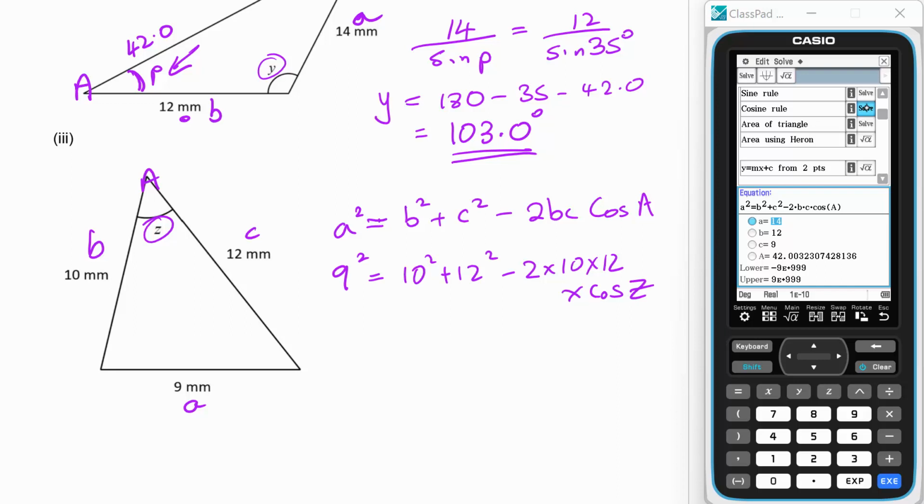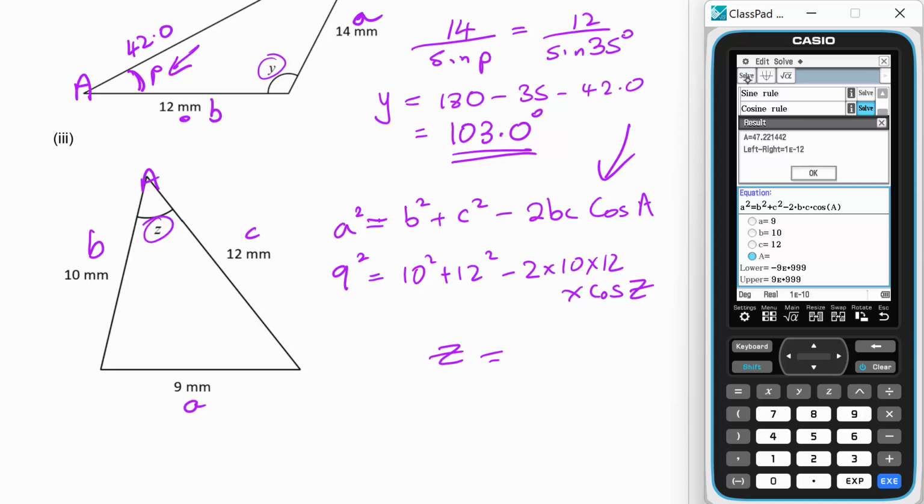But we're just going to solve for it anyway. It's just to make sure we get marks, we always write these things down, and it's handy that it's actually written for us in the top of the E activity. So we have got little a is 9, B is 10, C is 12, and we are trying to find this angle A. And it gives me 47.2 degrees.